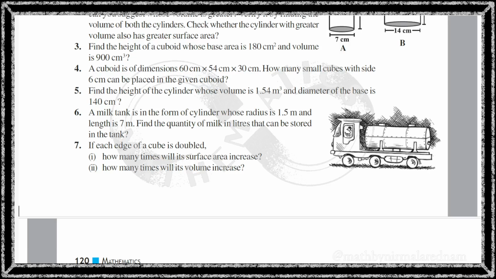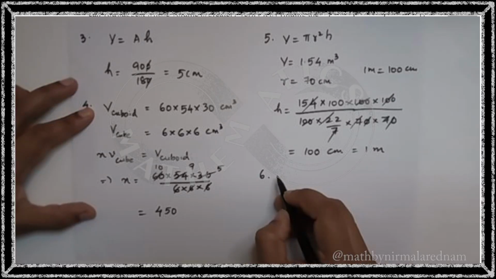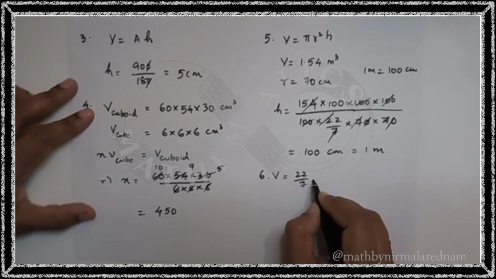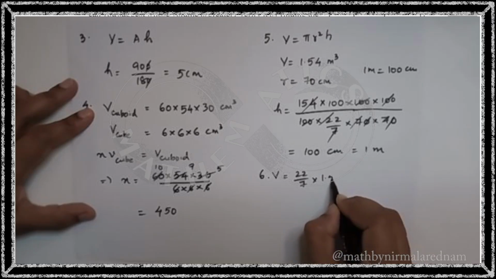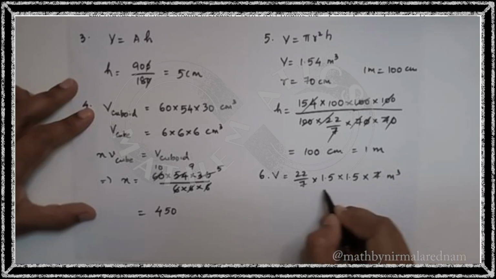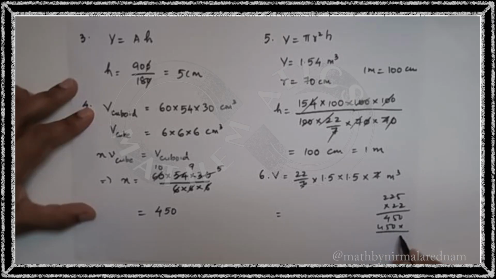So here we have volume is, because it's a cylinder, it is going to be pi r square h. R is given as 1.5 and h is 7, right? So this is nothing but 225 into 22. I have 49.50 meter cube. Now the conversion part.